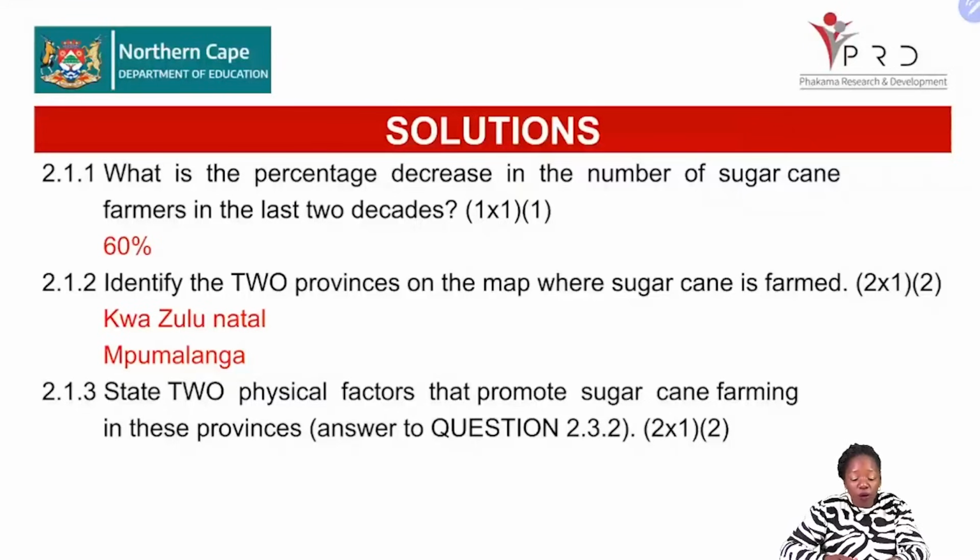Then your 2.1.3, you state 2 physical factors that promote sugarcane farming in these provinces. Number 1, these provinces have high rainfall, so it means water will not be a problem in that area. Therefore, it is a physical factor because it is going to promote the sugarcane. Then secondly, we're looking at the fertile soil. The fertile soil, again, is a physical factor that will promote the sugarcane in these provinces.